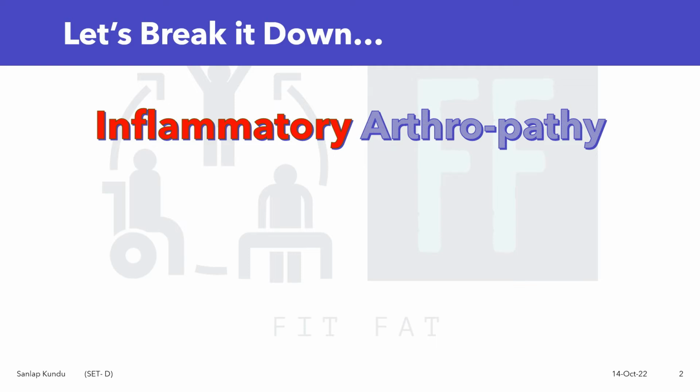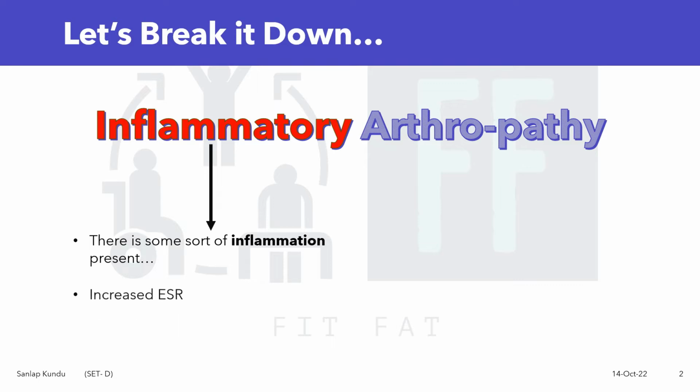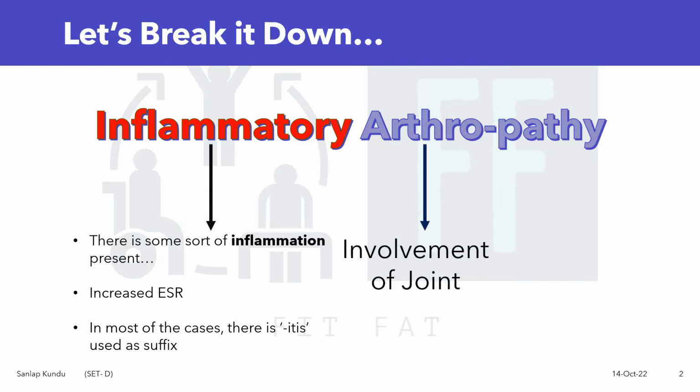The first part of the name is inflammatory. That means there is some sort of inflammation present in the body, and for that the ESR will be increased. ESR means erythrocyte sedimentation rate, and in most cases -itis is used as a suffix, like rheumatoid arthritis. So -itis means it is an inflammatory disease, right? And the second part is arthro, that is involvement of the joint, and pathy, as we all know, is disease. So inflammatory arthropathy means joint inflammatory disease.